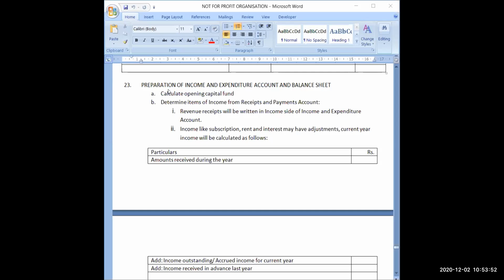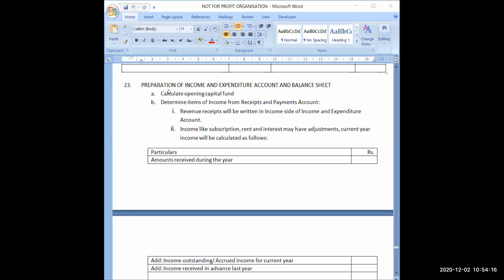Then we learned how to calculate the cost of goods consumed, like stationery, medicines, sports material. Many items are consumed in not-for-profit organizations according to the nature of that organization. So these three major parts we have learned: how to make the adjustments, how to adjust the cost.